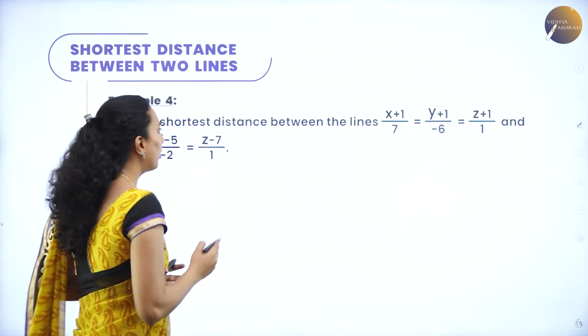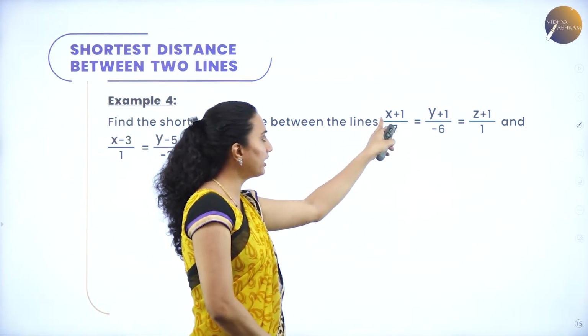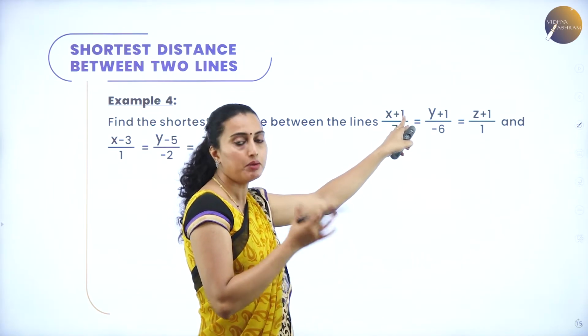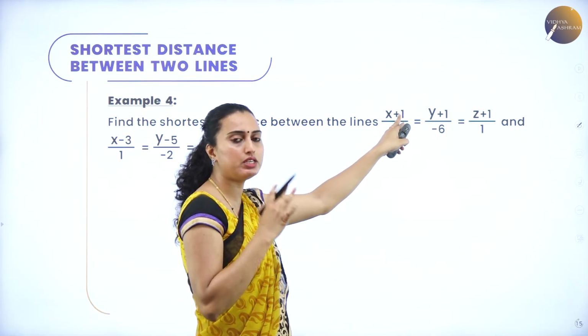So therefore, accordingly, if you write, this will look like x minus x1. So x1 will be equal to what? Minus 1 minus x1. Minus x1 is equal to 1. X1 will be equal to minus 1.